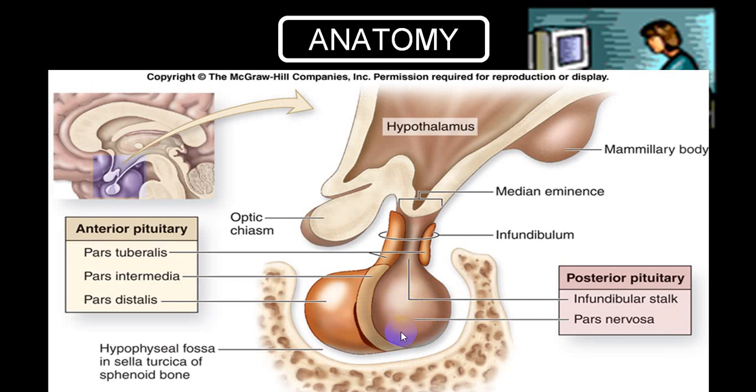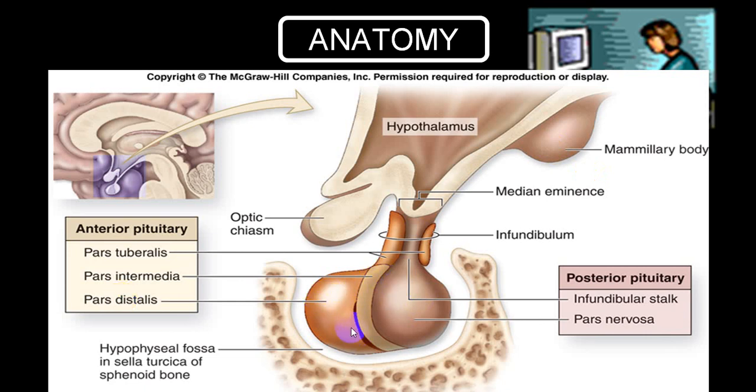So in the posterior pituitary, or pars nervosa, you get the end of the axon fibers of the supraoptic nucleus and paraventricular nucleus. While the anterior pituitary is a glandular structure, it contains different types of cells. We call them chromophobe cells, chromophil cells, or eosinophil cells, and basophil cells. And this portion is called pars distalis.